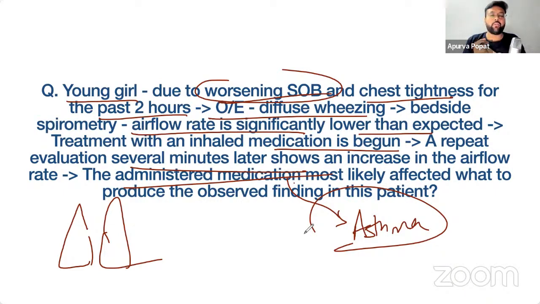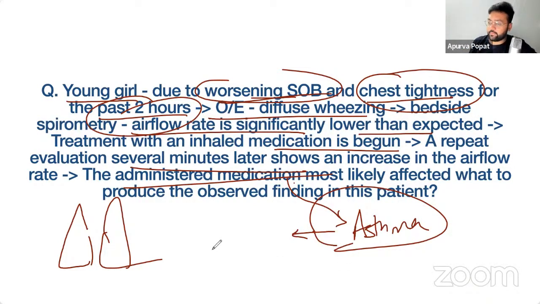Now in asthma, let's say any patient is coming with diffuse wheezing and you give your first medication. First drug of choice in an asthma patient is what? And this is an acute presentation. Worsening shortness of breath, chest tightness in the past 2 hours. This is an acute presentation, again pointing towards asthma. You do an inhaled medication treatment in the asthma patient. What is that medication you give immediately if the patient has an acute attack of asthma? Beta agonist. Beta 2 agonist.